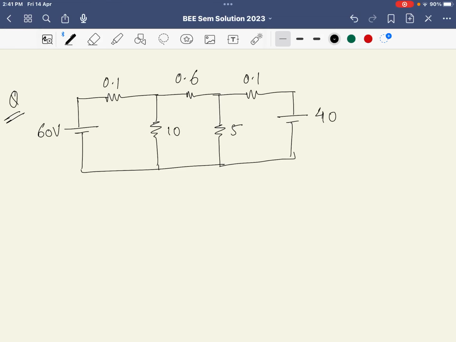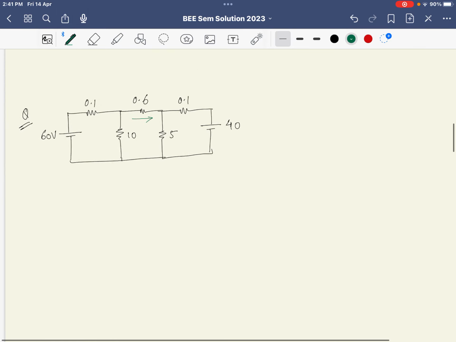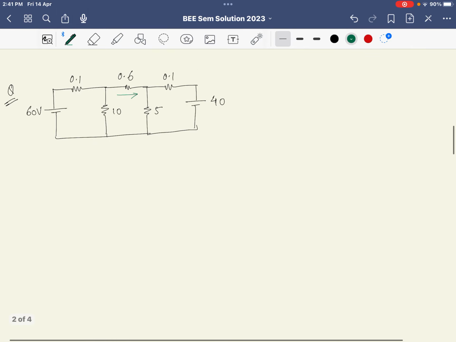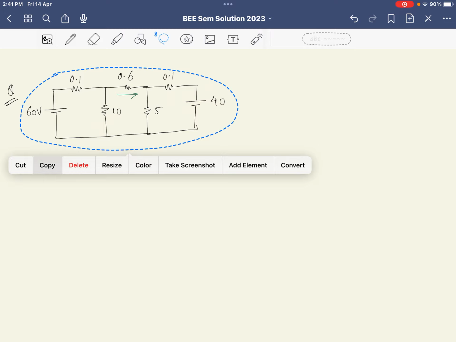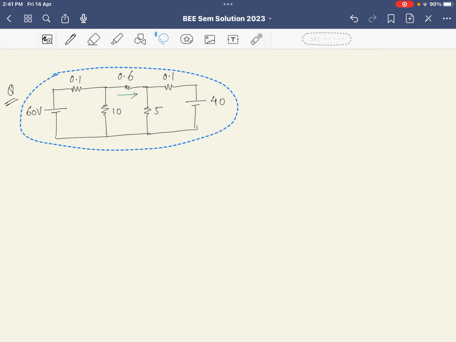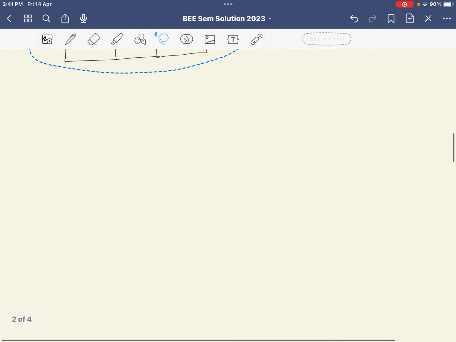So let us try to solve this type of problem. The question is: find out the current through the 0.6 ohm using superposition theorem. And we will try to implement this in superposition theorem. So what we will do, we will try to take the same copy of this and we will paste it over here.